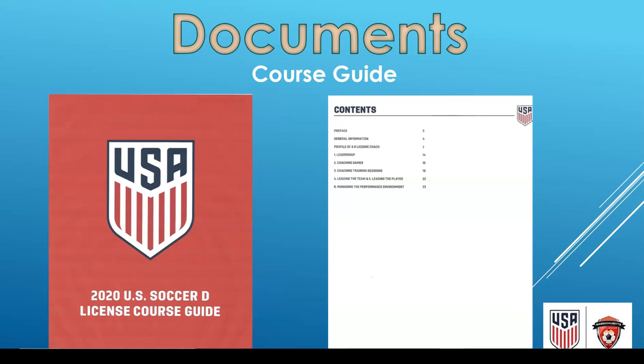The fourth document, which is also available in both the D-License Candidate Resource Package and independently, is the Course Guide. This document provides general information of the course as well as definitions of the 6 tasks of a coach within the profile of a coach. Starting from page 14, each assignment is outlined with expectations and guidelines for completion.